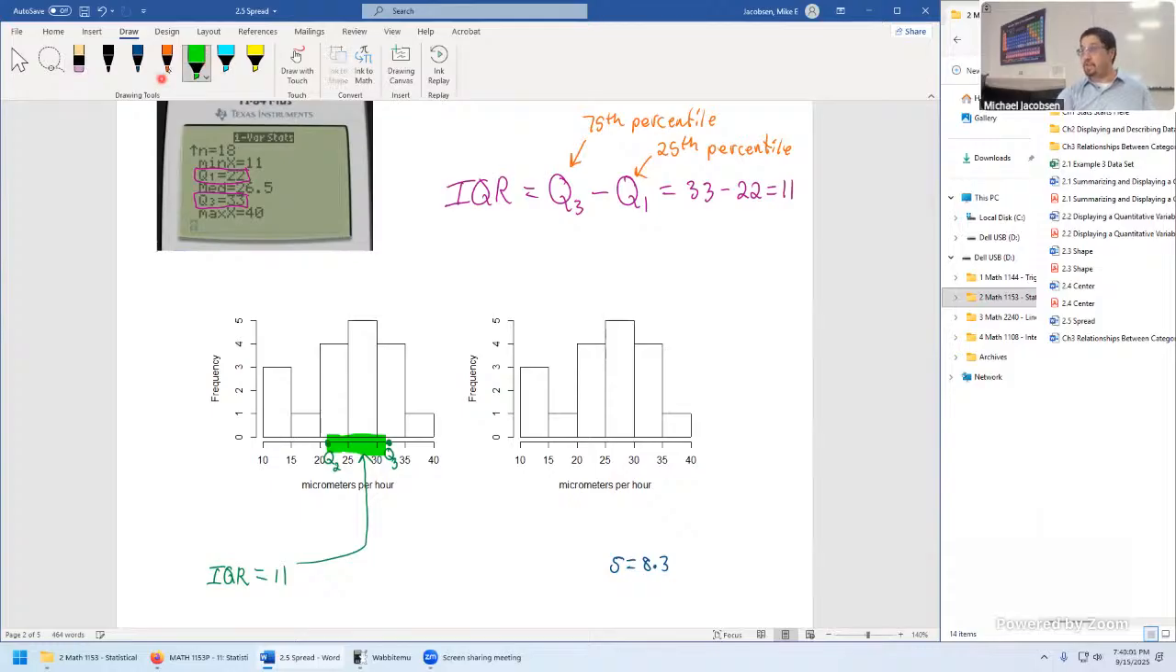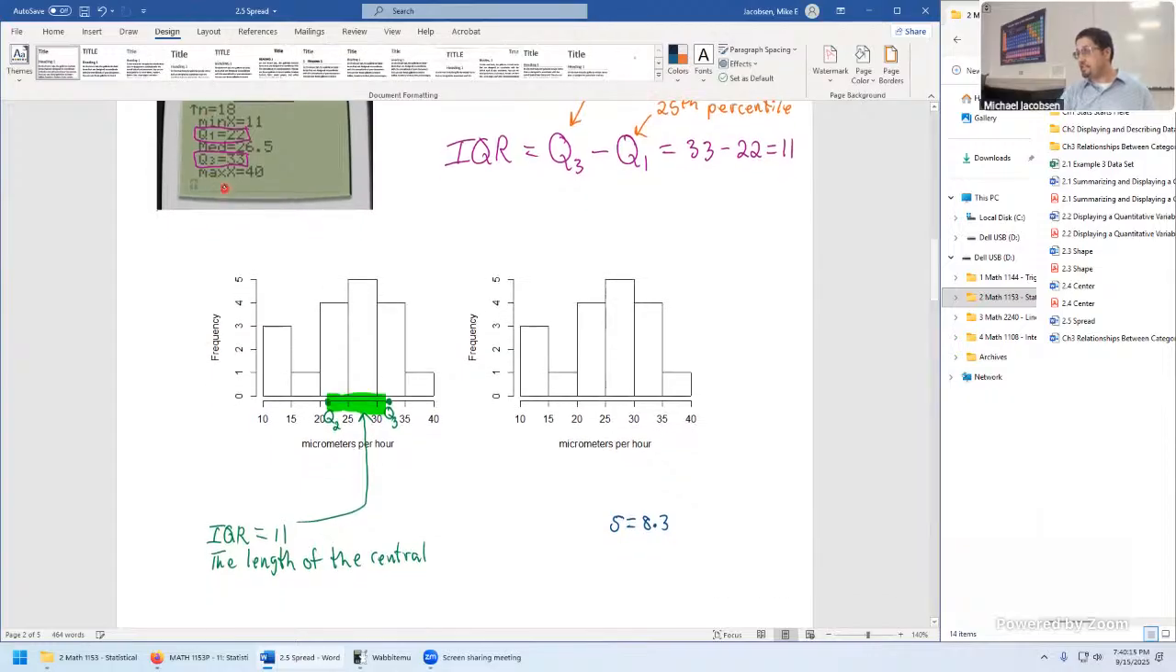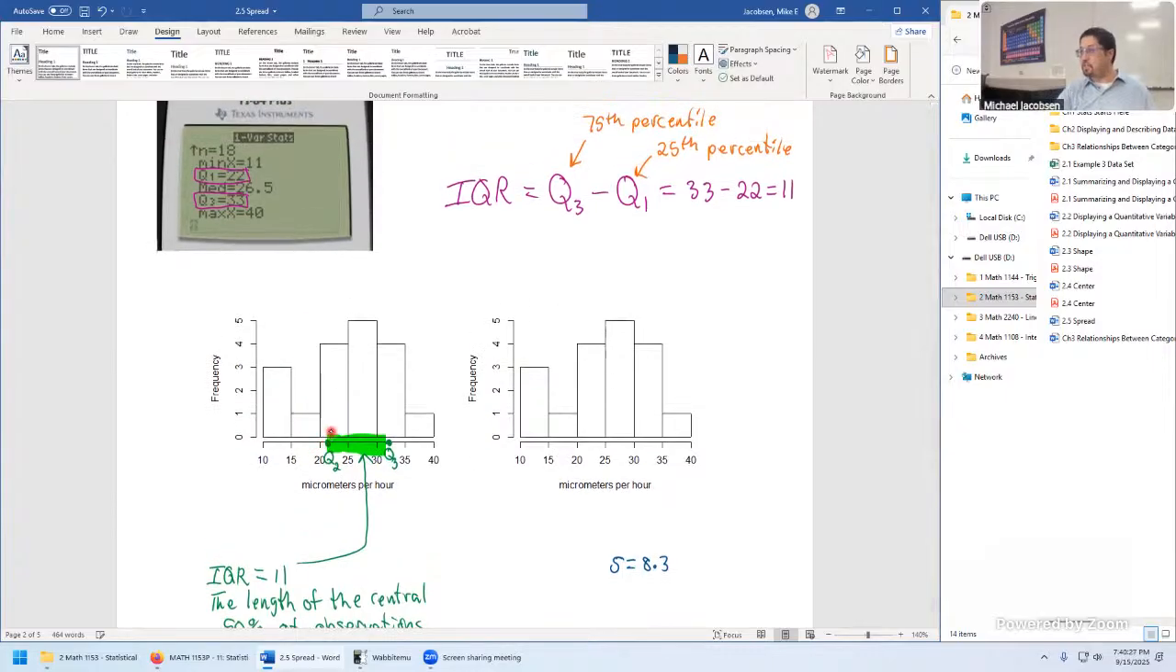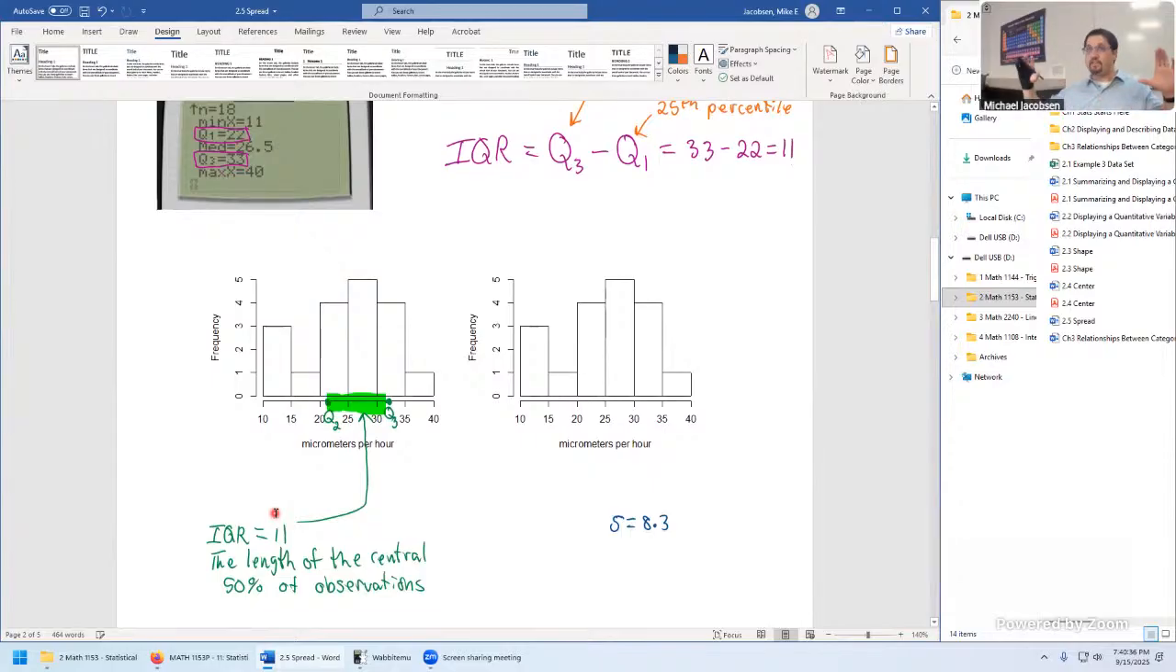So now all the interquartile range is trying to measure is the length of the central 50% of observations. So in other words, we're saying half of our data set are between this number, 22, and this number, 33. And that's how spread out they are. It occupies a length of 11 to capture the central half of your entire data set. So that's the measure IQR.